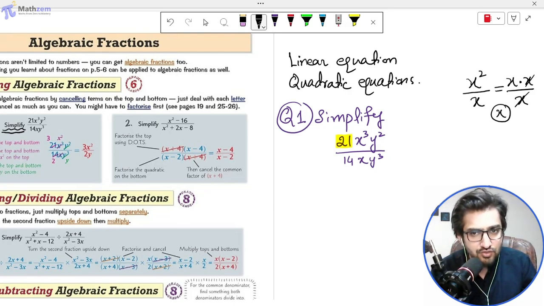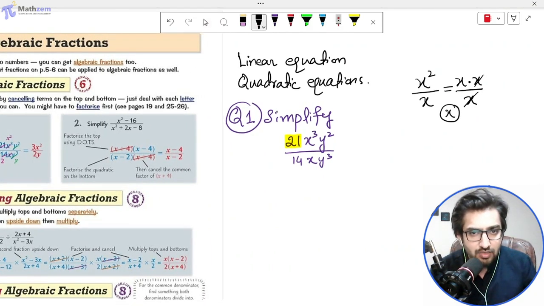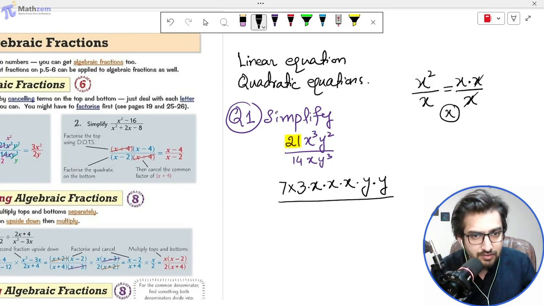Let me simplify this question. This is question number one. I will solve it in a very simple and easy way. I will write 7 times 3. I can write x cube as x times x times x, and y square as y times y, divided by 14. I can write 14 as 7 times 2, times x, which is just 1, and y cube, y is 3, so y times y times y.